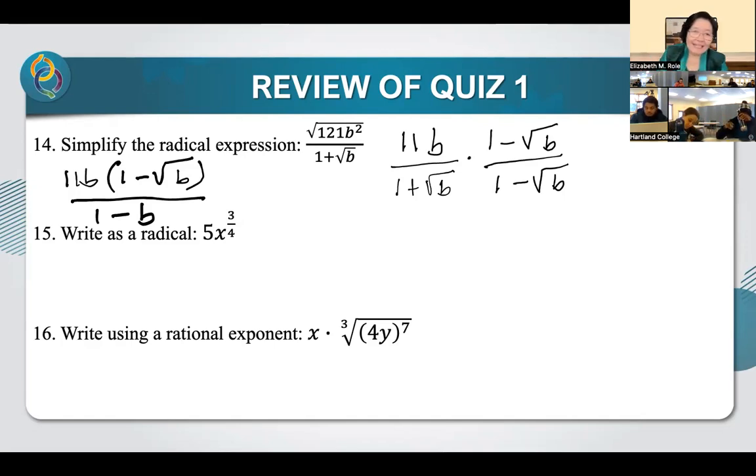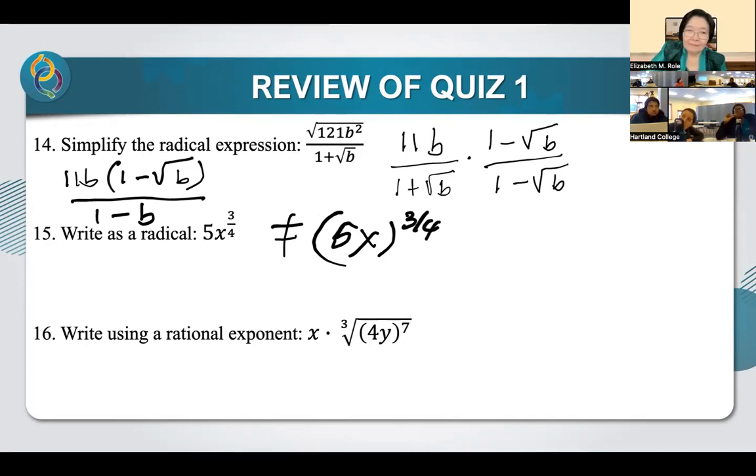And then the last two are just writing as a radical. But the problem there is that you now have 5x to the 3/4. It is only x that has a power of 3/4, not the 5. This is not the same as 5x to the 3/4.